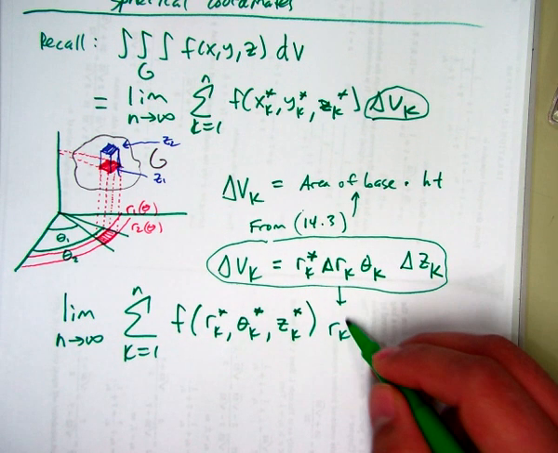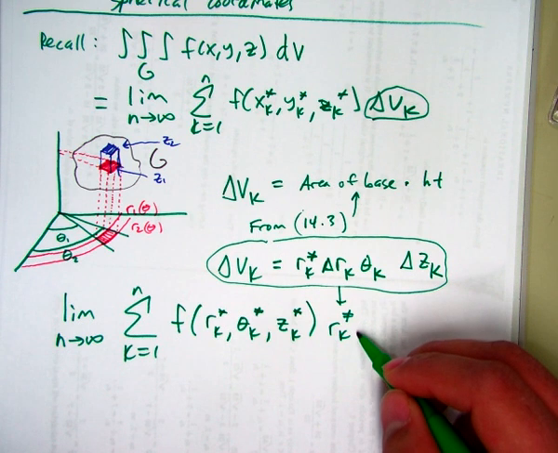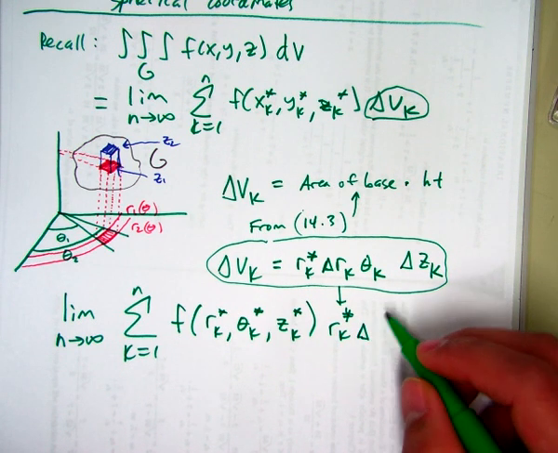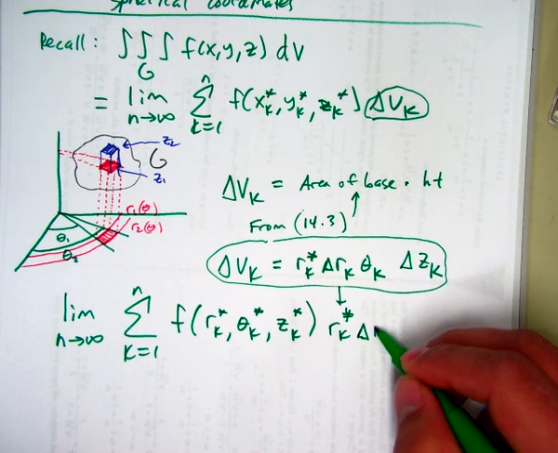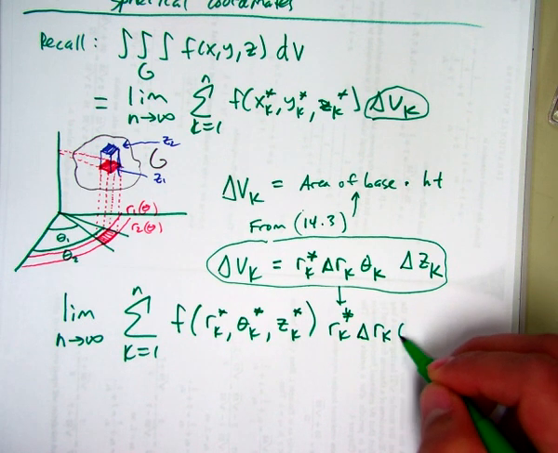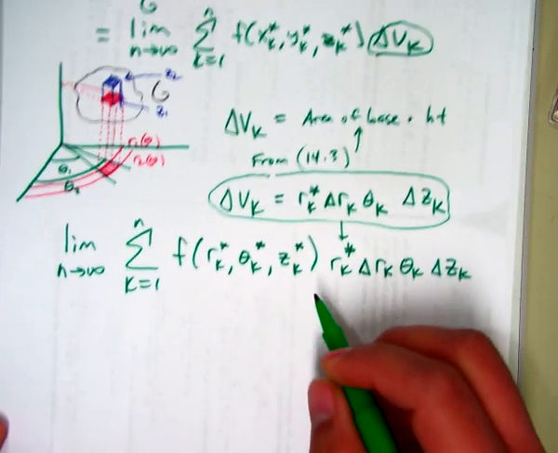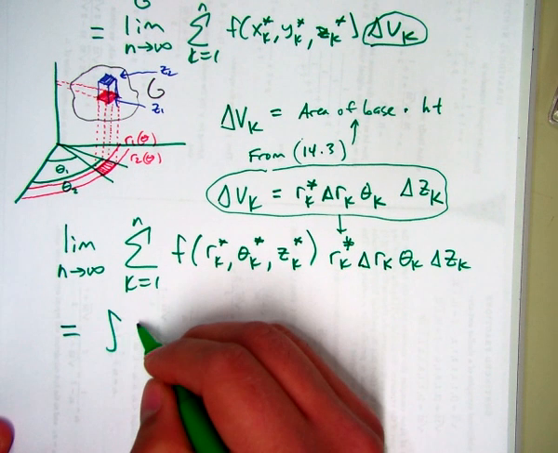It'll come out something great. r sub k star, delta r sub k, delta theta sub k, delta z sub k. And here's the final formula.